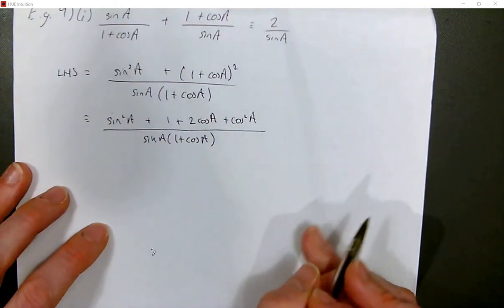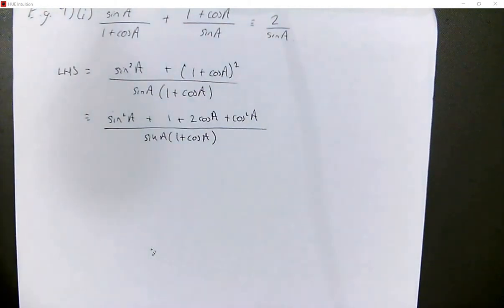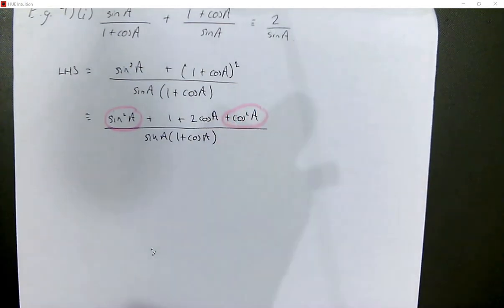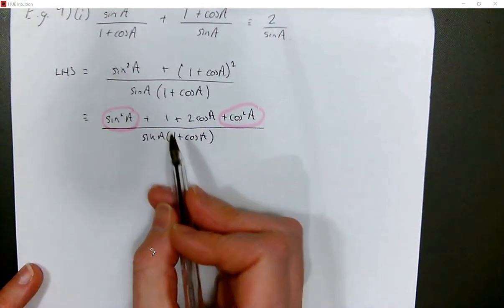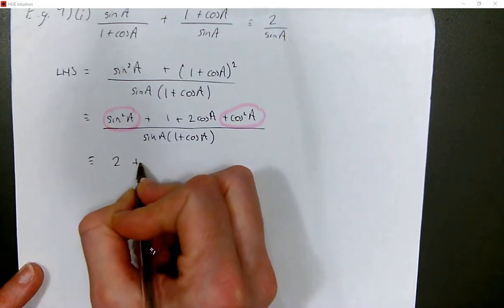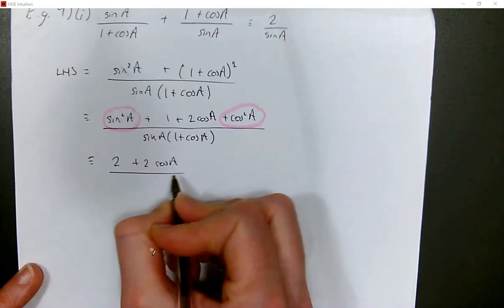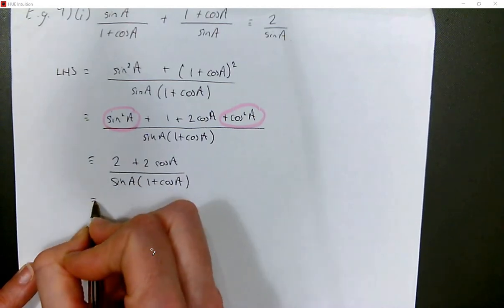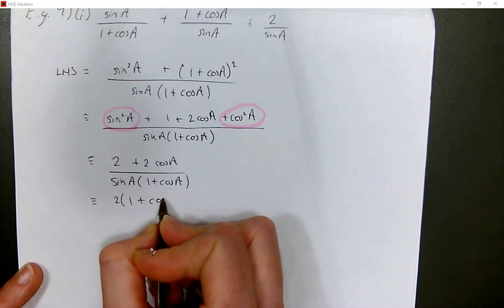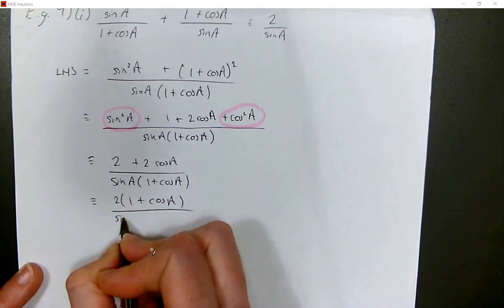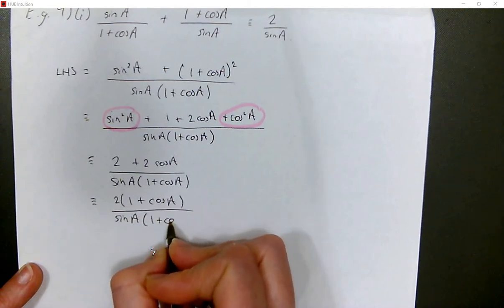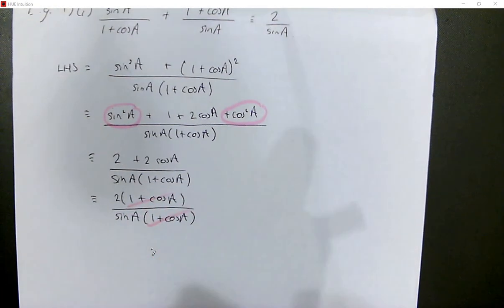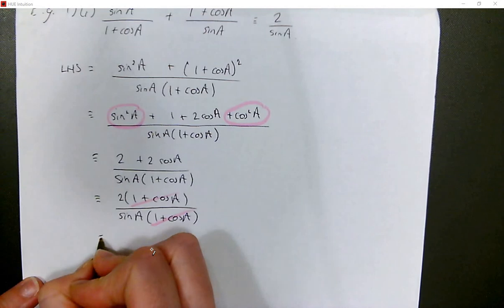Now, a bit of magic. We have got sine squared A plus cos squared A, and we have the identity that those two add up to 1. So if we add that onto the 1 we've already got, we get 2 plus 2 cos A over sine A, 1 plus cos A. We can factorise that numerator, which is very handy, because then it will cancel with the denominator. And that leaves us, thankfully, with the right hand side.